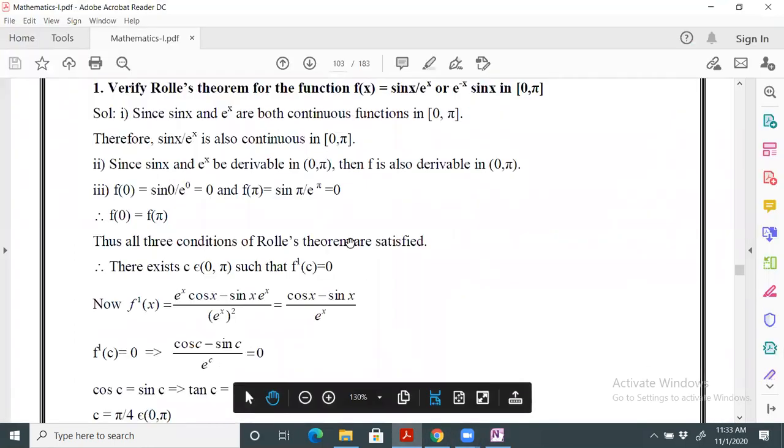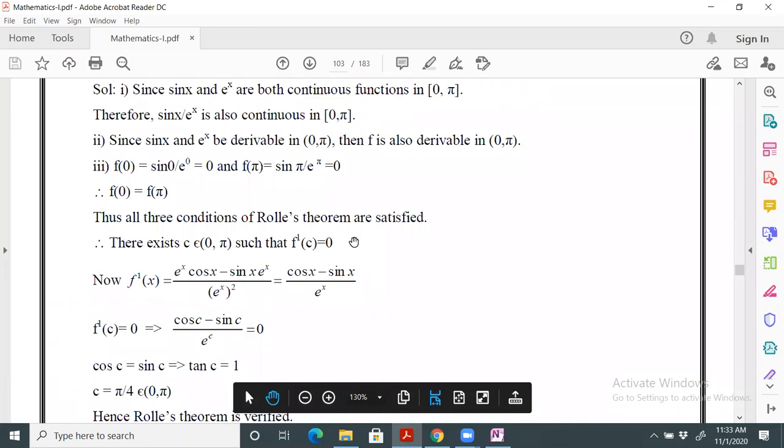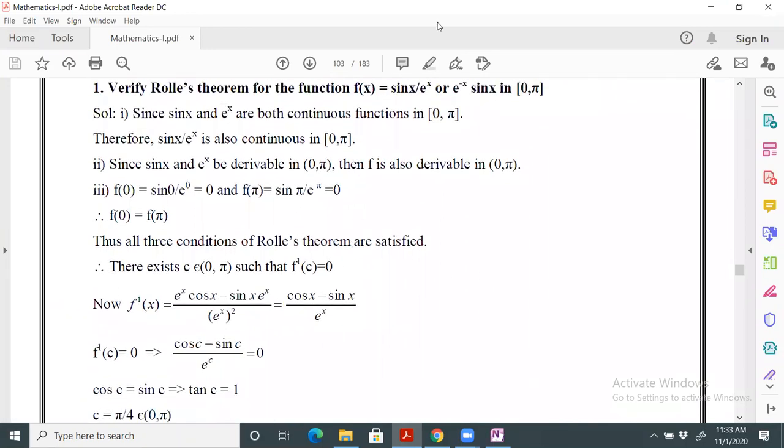Now coming to the problem. Verify Rolle's theorem for the function f of x equals sin x by e power x, or e power minus x into sin x, in the closed interval 0 comma pi. Whenever they ask this, first we have to understand the given function f of x. f of x is the combination of an exponential function and a trigonometric function, especially the sin x function.